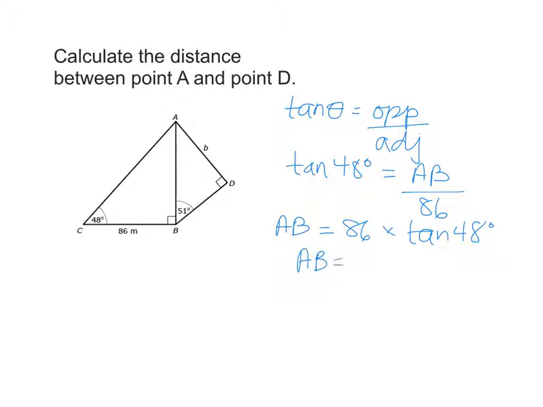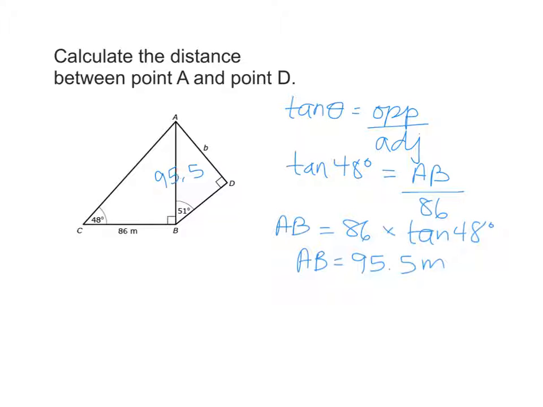So that side AB is 95.5 meters. That's in here, 95.5. But the question wasn't asking us for AB, right? The question is asking us for this side length here. But we needed to find AB to have enough information in this triangle, ABD, to be able to find that side. So now, if I look here, I have 51 degrees. I'm trying to find the opposite.